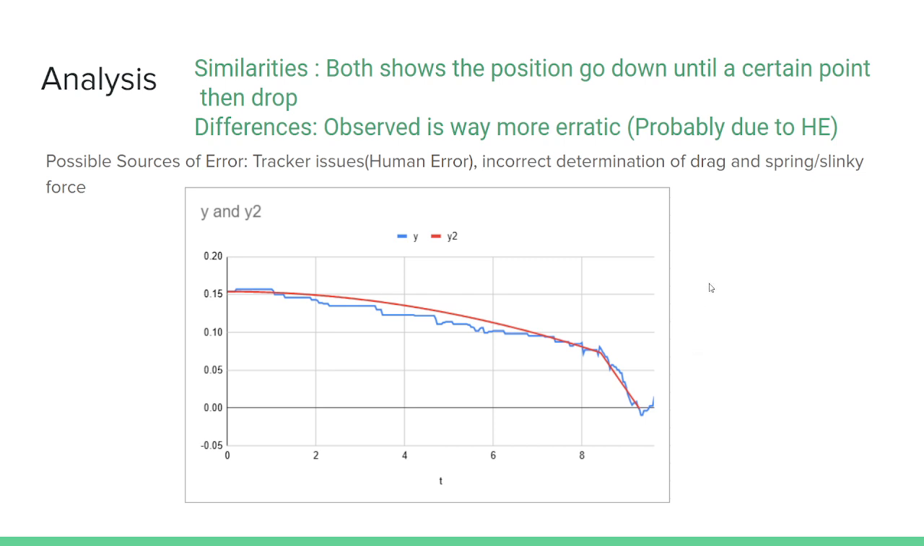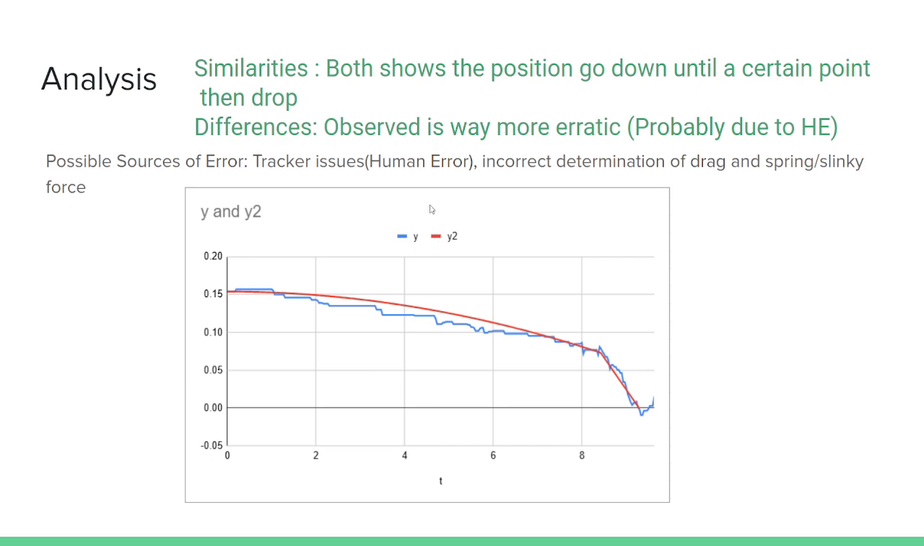Right. The analysis of the two graphs. This is the graph that was shown. The blue one is the actual experiment, the observable, and the red one is the one that was solved by the code. The similarities are that in both of the positions it goes down slowly, and at a certain point it dips down really quickly. The differences are that on the observed one, you can see there's more erratic movement than on the calculated one.